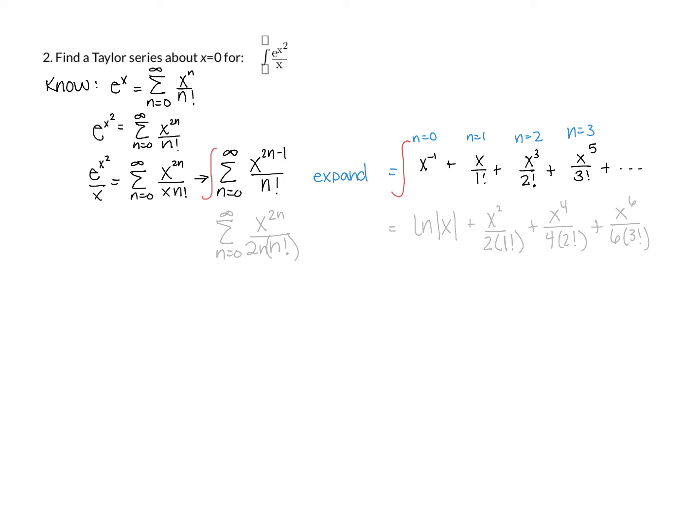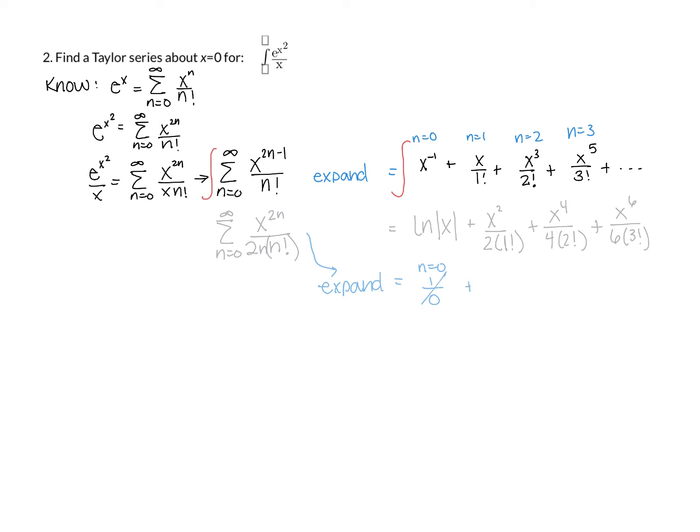Now, what should happen is when I substitute in my n here and expand this, I should get the exact same terms. So expanding this by plugging in n equals 0, I get 1 over 0. That's not defined. This is undefined.